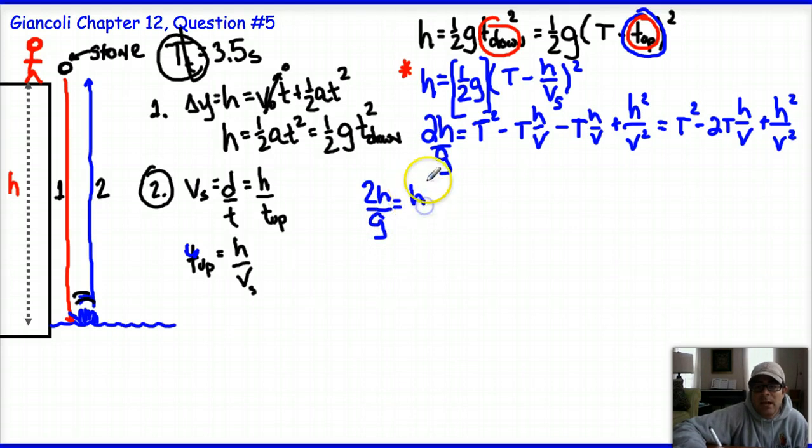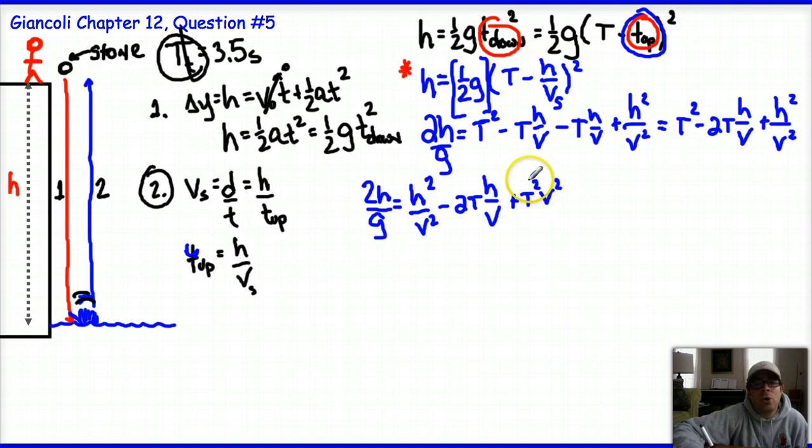So I'm going to get h squared over v squared, and I need to subtract from that my middle term, 2t times h over v, and then finally I have to add my constant, t squared times v squared. Both of those are known, so it's just some number. And I want to isolate h squared, the higher power here. So I'm going to multiply both sides by v squared.